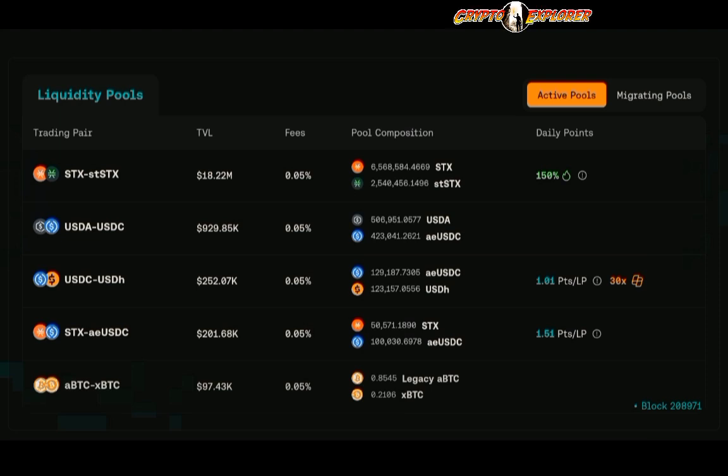The same goes for the STX token paired with its liquid derivative STSTX from the Stacking DAO. We also have a couple of stable tokens paired here, and also STX paired with AEUSDC. So this is the only volatile pair of all the ones being displayed right now.